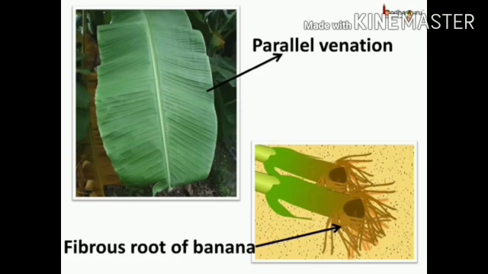The arrangement of veins on a leaf is called the leaf venation. And when the veins on either side of the midrib are parallel to each other, we call it parallel venation, like here in the case of the banana leaf.